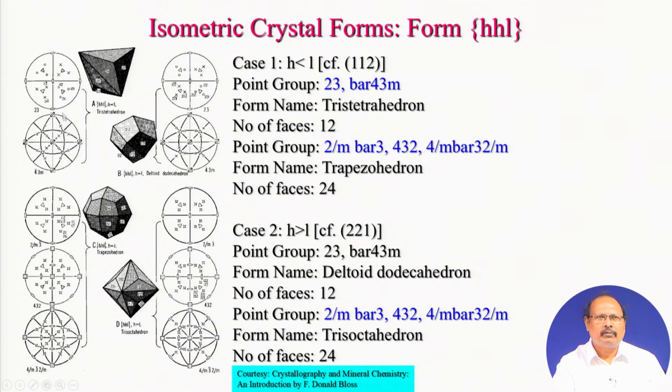So, here you have 12 faces. 12 into 2, that means you have 24 faces here, and these 24 faces are present in 2 over m bar 3, 4 3 2 and 4 over m bar 3 2 over m. We call it a trapezohedron. So, these are essentially the trapezohedron faces here. These are the triads here, and this is the position of, in this particular case, the two-fold axis of symmetry, and in this case it will be the 4-fold axis of symmetry here.